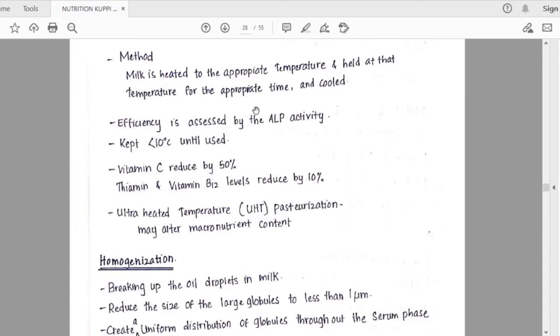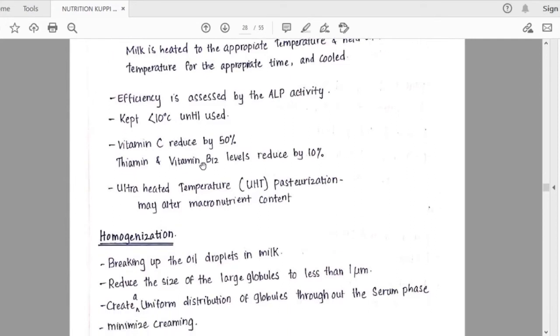As we saw earlier, various methods of milk processing can reduce the vitamin content. Vitamin C is reduced the most because vitamin C is heat labile; heat damages it and inactivates it. Ultra heated temperature (UHT) pasteurization may alter the macronutrient content as well.